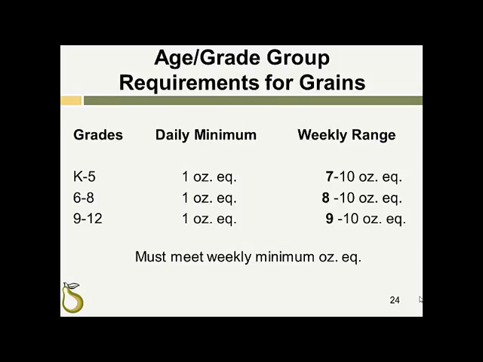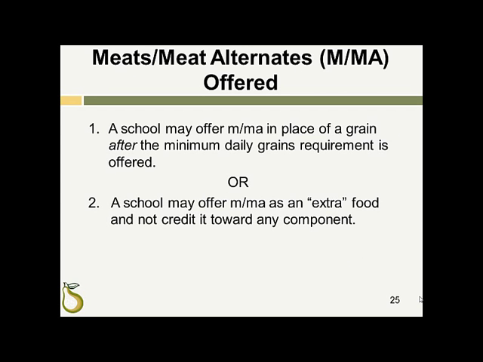At this time, schools are only required to meet the daily and weekly minimum requirement for this food component. There is a range over the school week with a minimum number of ounce equivalents that must be offered. This means that on some days, schools must offer more than the minimum daily amount to meet the minimum weekly requirement. There is no separate requirement to offer the meat alternate component in the breakfast meal pattern. However, menu planners have 2 options for including meat alternate in breakfast.